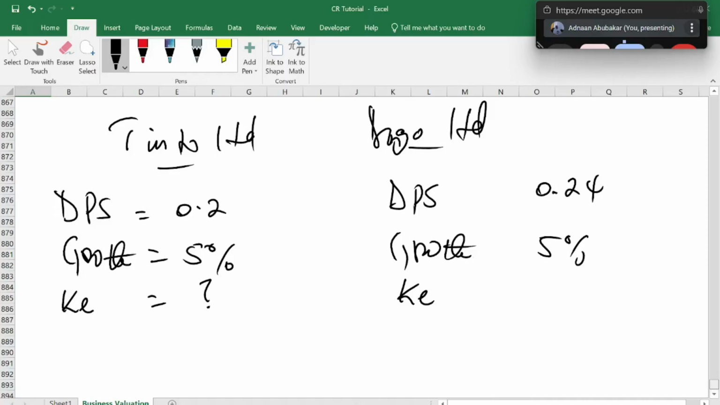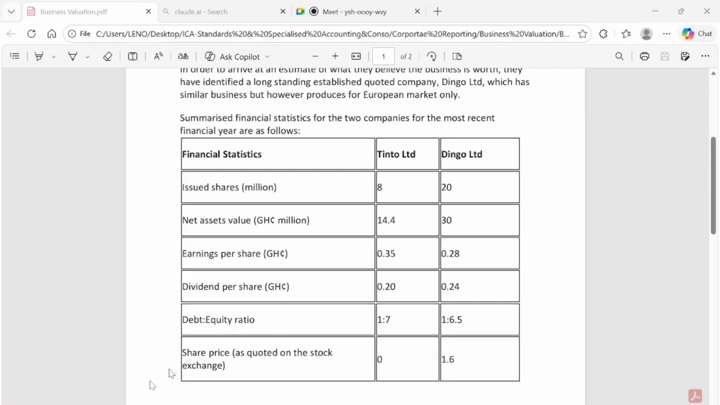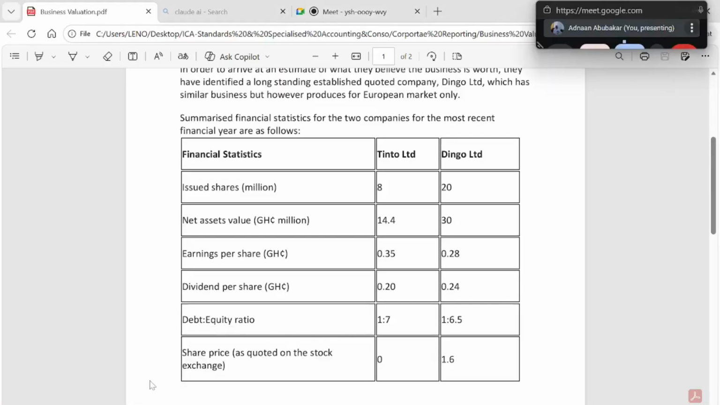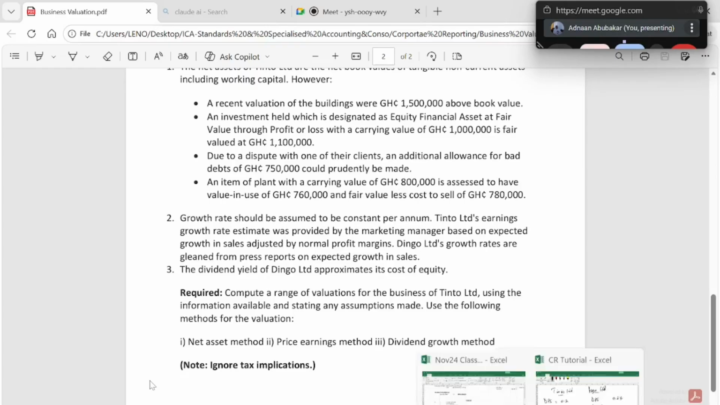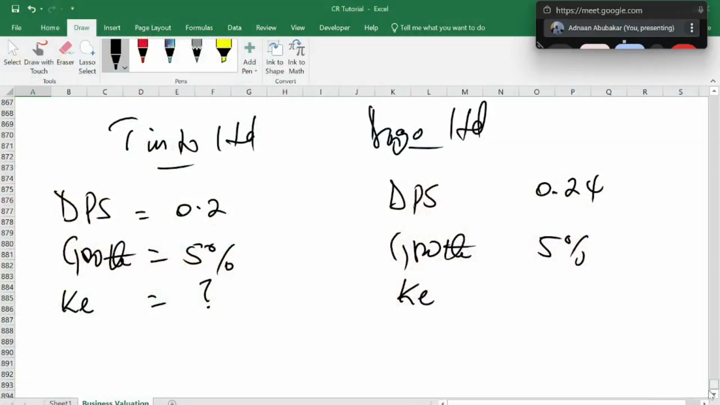Now let us go into the question. You remember that I said you should underline something there. It made me underline the third thing. Read it. The dividend yield of Dingo Limited approximates its cost of equity. Good. So what they mean here is that, watch here.